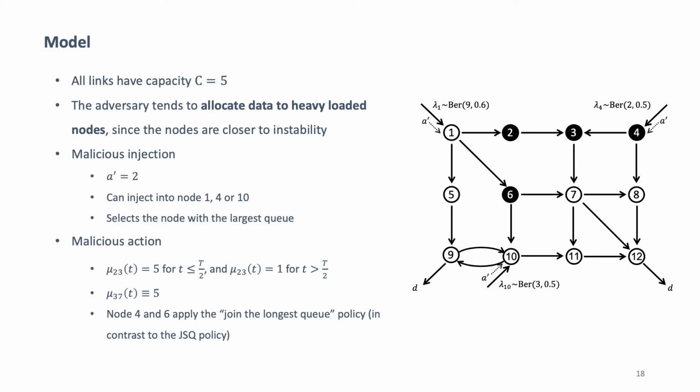And for malicious node 2, for the first half of the time slot, it transmits 5 packets to node 3. While for the second half of the time slot, it only transmits 1 packet to node 3. Node 3 always tries to transmit 5 packets to node 7. And malicious nodes 4 and 6 apply the join the longest queue policy, which is in contrast to the JSQ policy and should be a very bad policy.